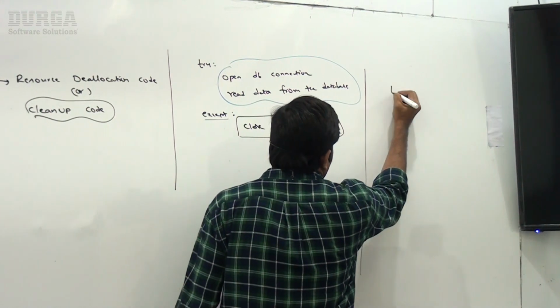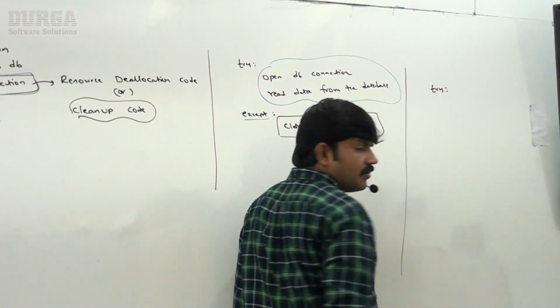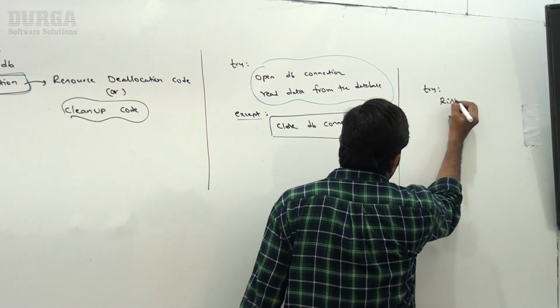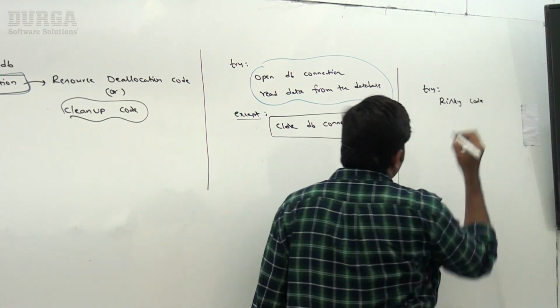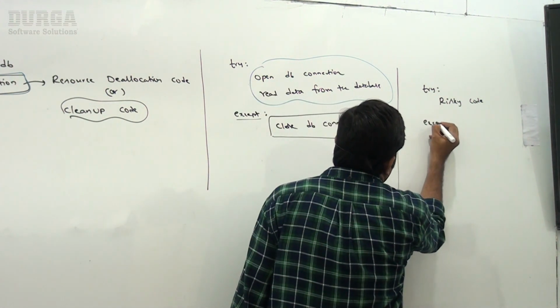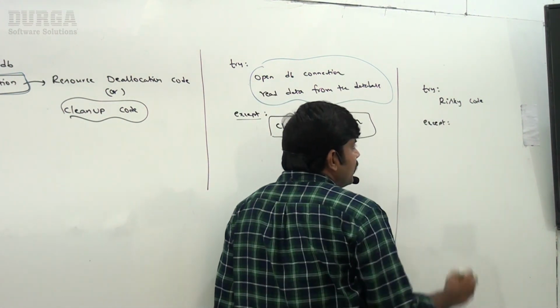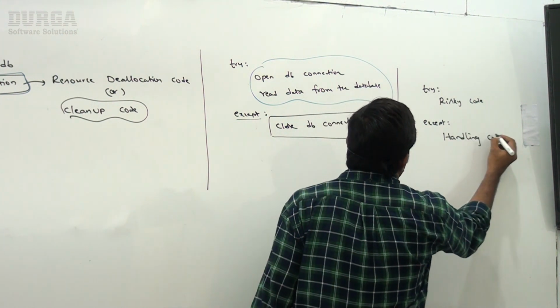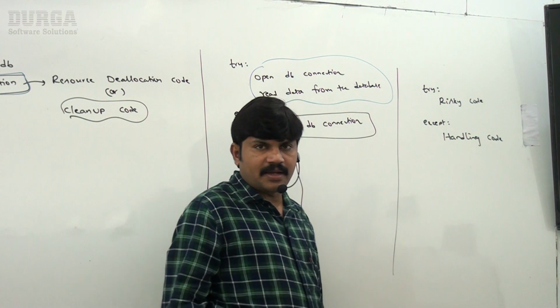Here, try. Okay. Next, within the try, which code do we have to take inside the try block? Risky code we have to take inside try, risky code. Next, except. Inside the except block, which code do we have to take? Handling code. Inside the except block, handling code.